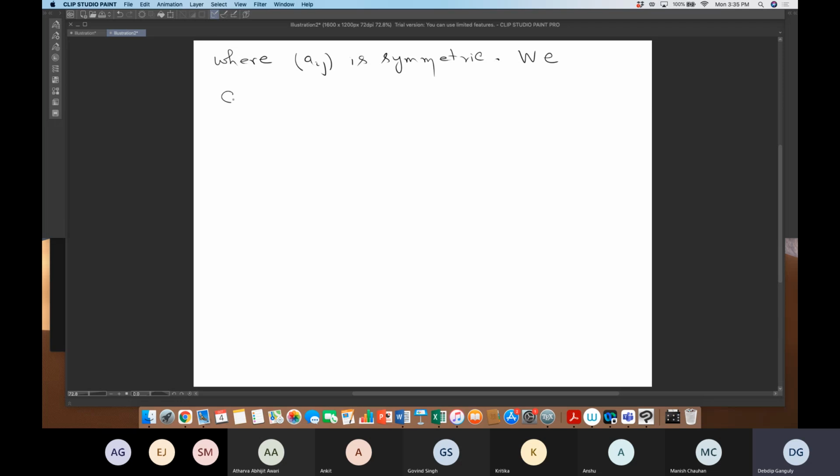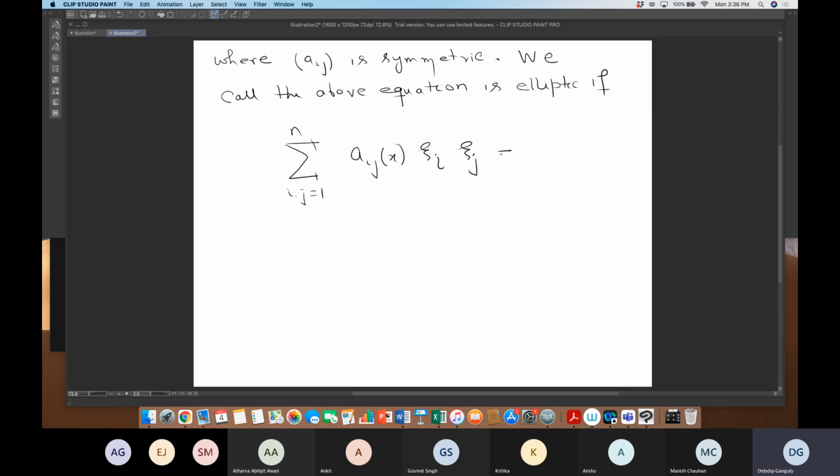We call the above equation, that means the previous equation, elliptic if this happens: the sum over i, j equal to 1 to n of Aij xi_i xi_j is not equal to 0 for all xi, the n-dimensional vector xi. Did you understand the meaning of this? Aij xi_i xi_j not equal to 0, summation i, j equal to 1 to n. Did you understand what this is?